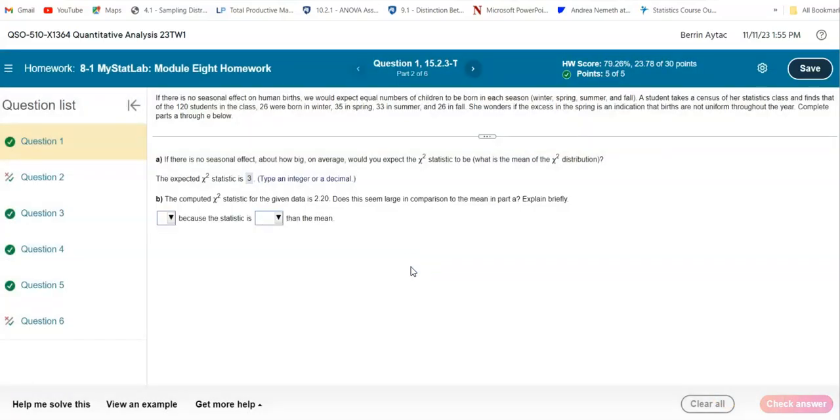Next, the computed chi-square statistic for the given data is 2.2. Does this seem large in comparison to the expected, the mean chi-square statistic value? 2.2 is less than the mean. So it does not seem large in comparison to the mean in part A.